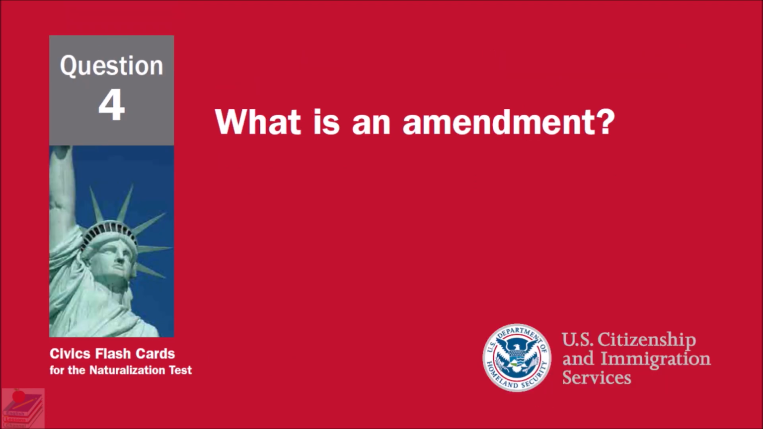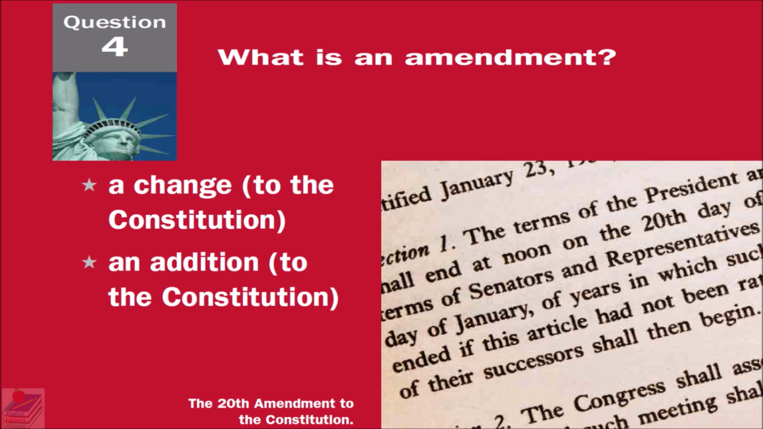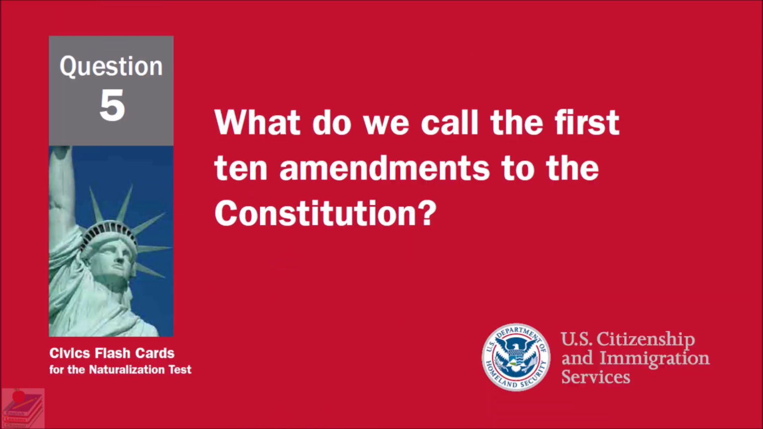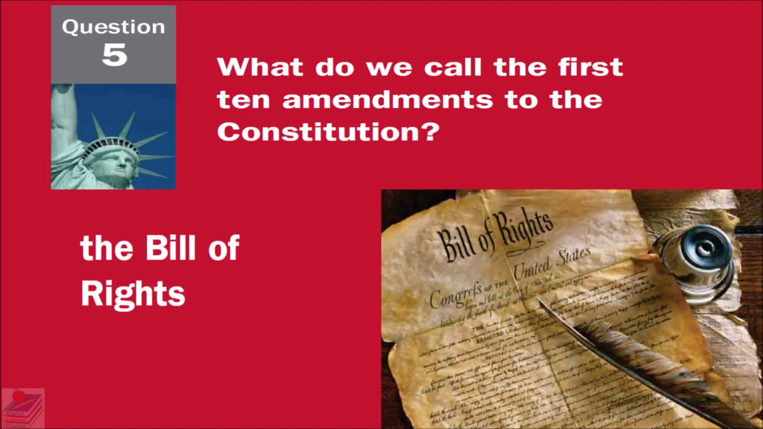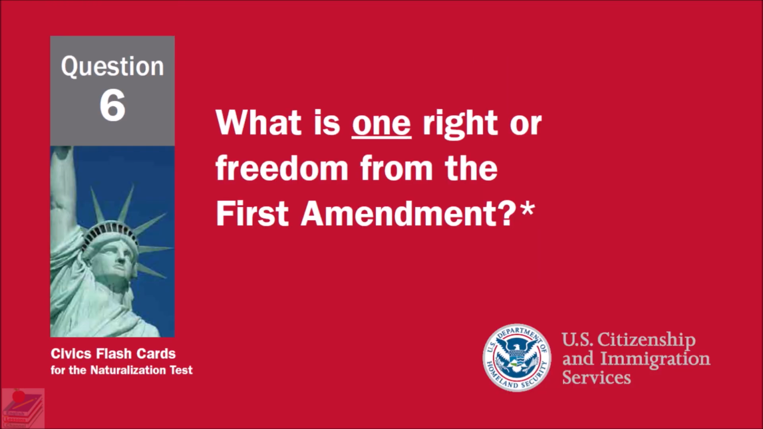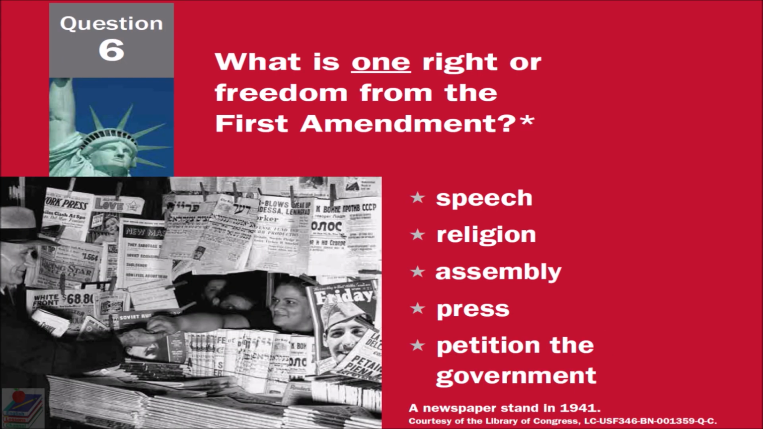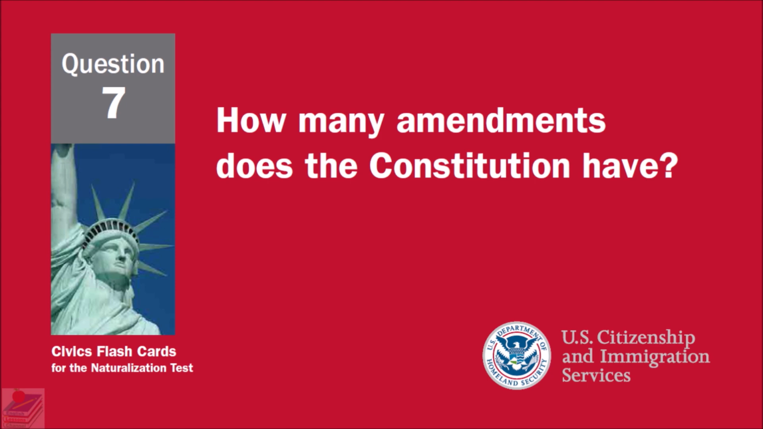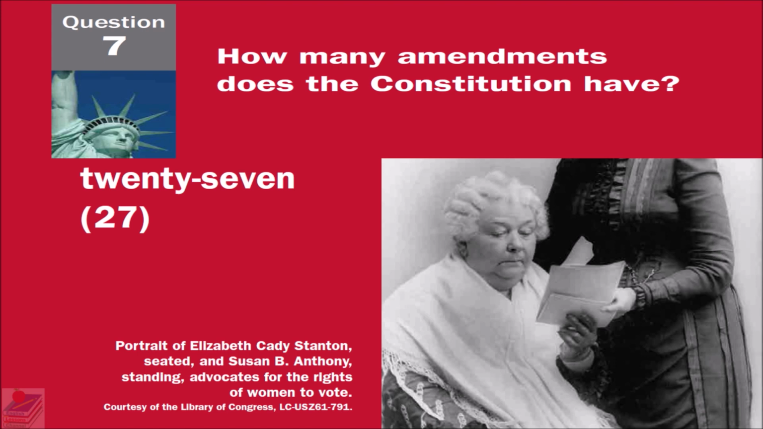What is an amendment? A change to the Constitution. What do we call the first 10 amendments to the Constitution? The Bill of Rights. What is one right or freedom from the First Amendment? Religion. How many amendments does the Constitution have? 27.